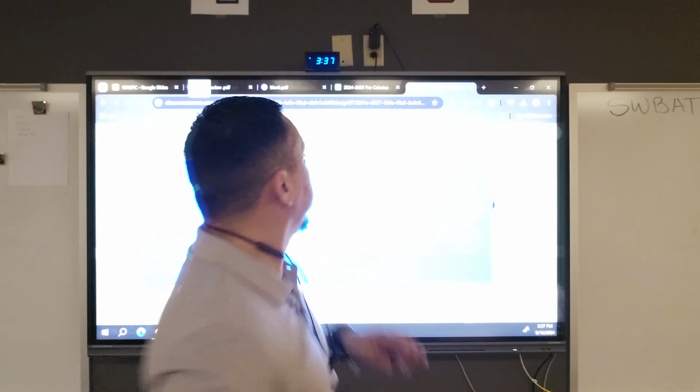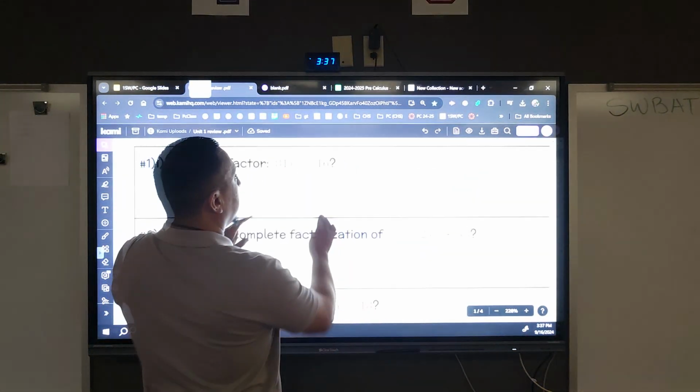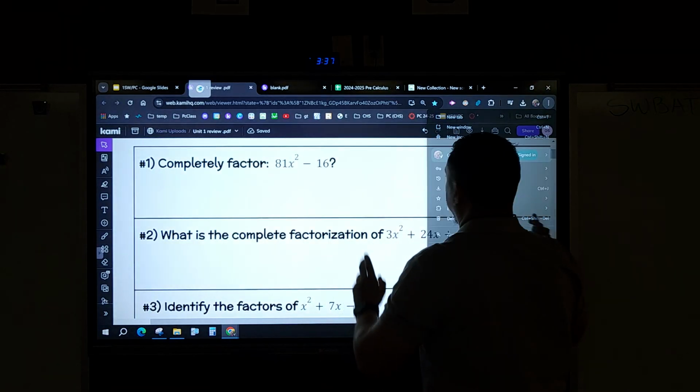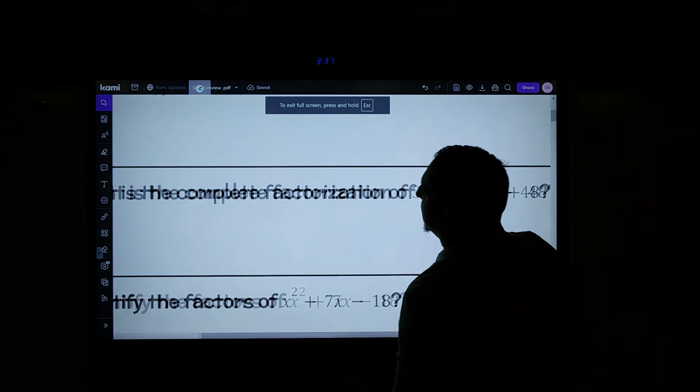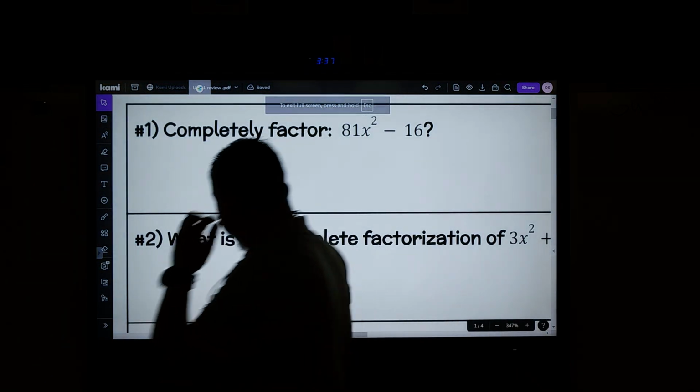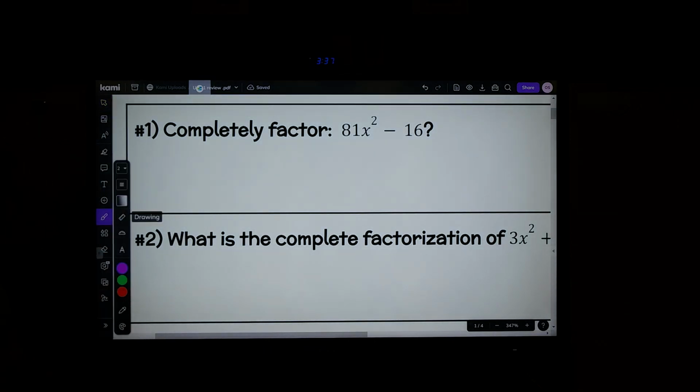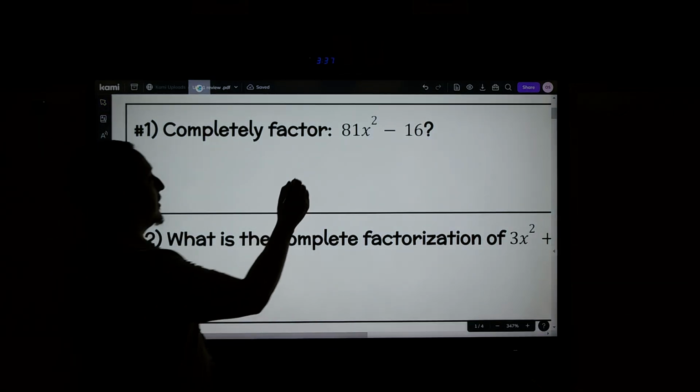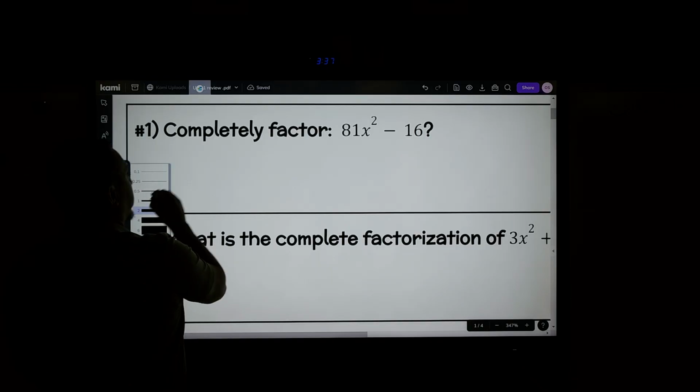So let's begin. Okay, so this is for your review. And I'll try to give you hints as to how to see it. Like this first one, okay? What you want to see here is that both of these numbers are perfect squares, right?